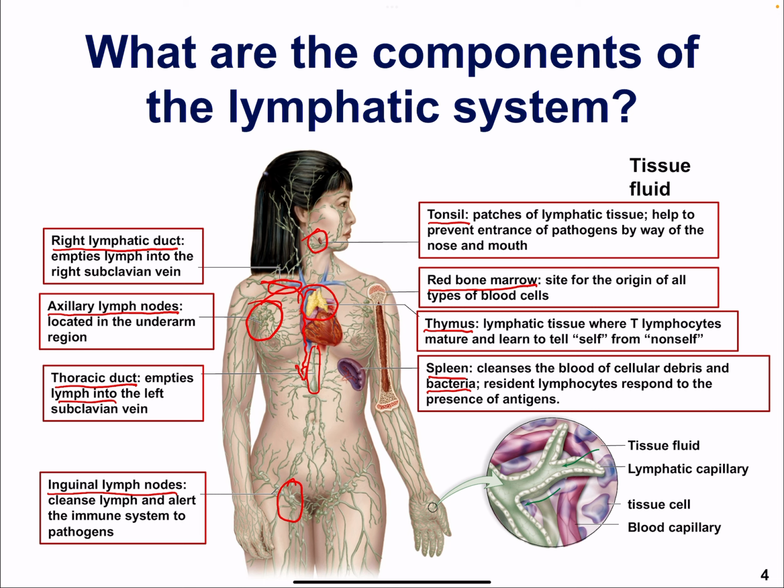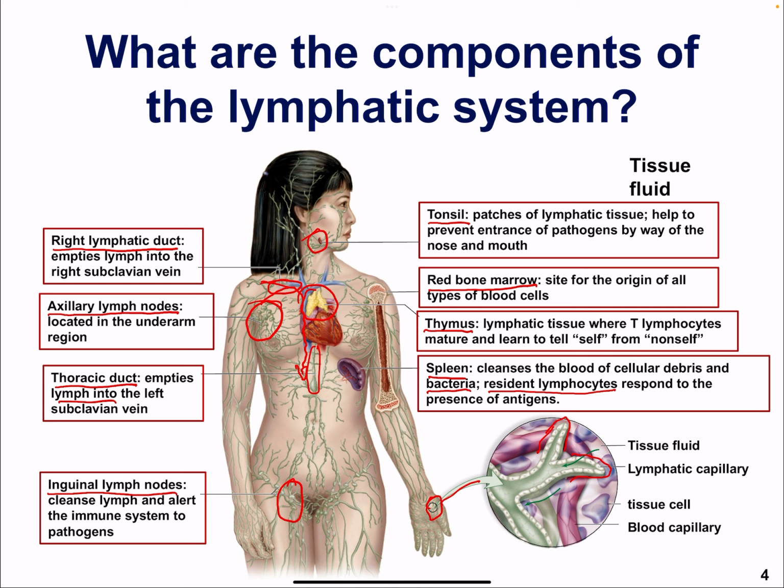We are also going to have resident lymphocytes, white blood cells that are going to reside there, ready to respond to the presence of antigens or pathogens. So when we zoom in on the tissues, we are going to see the lymphatic capillaries right here.